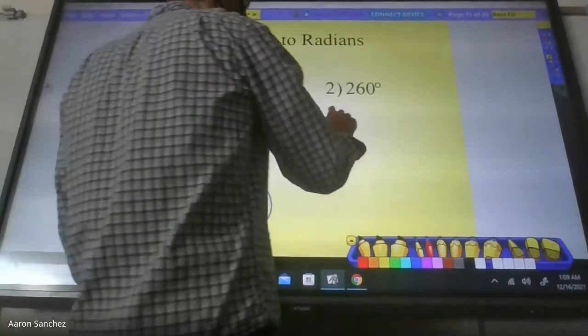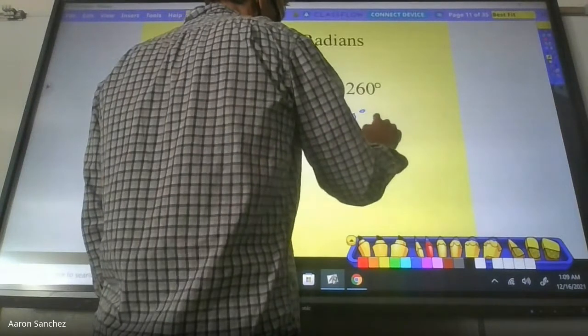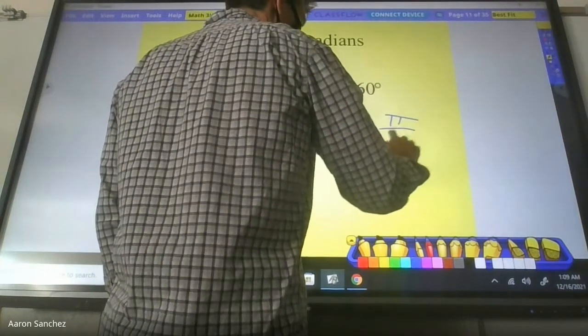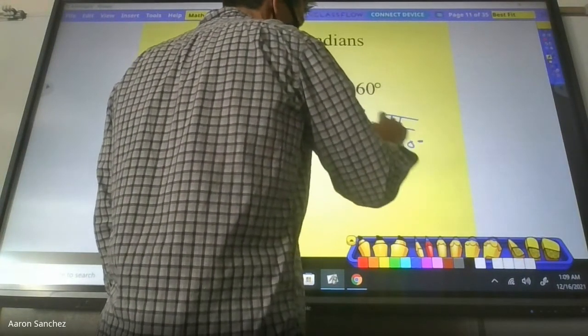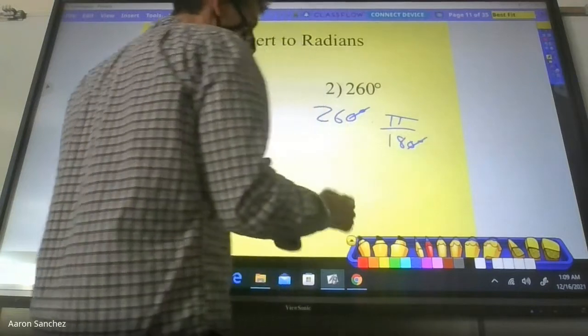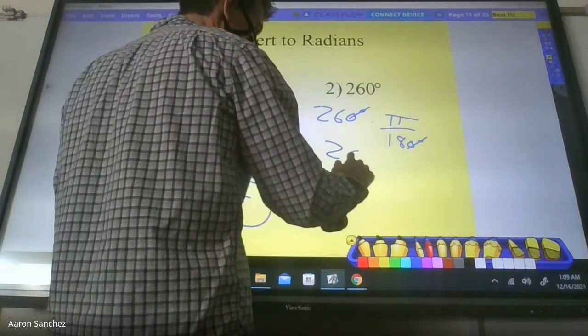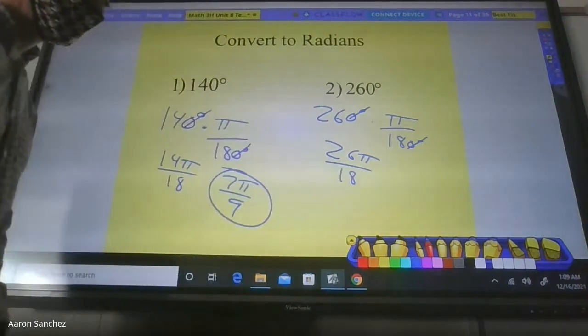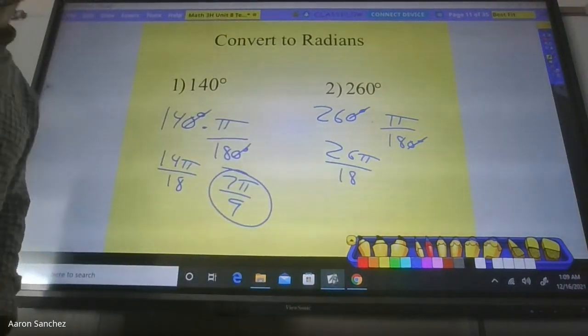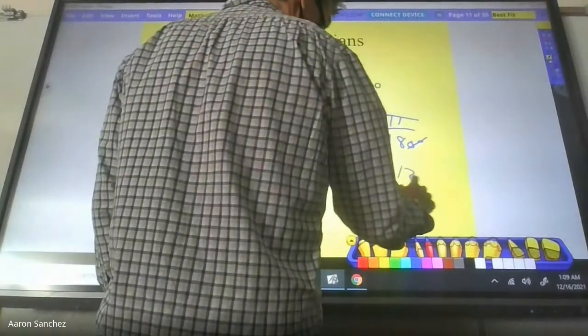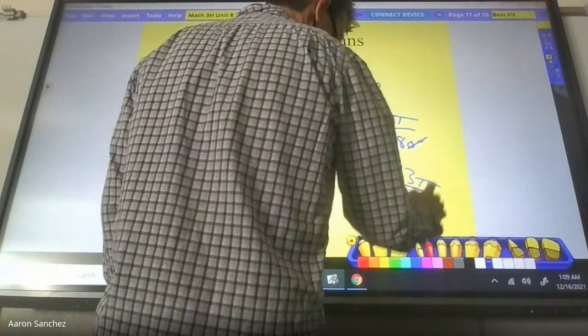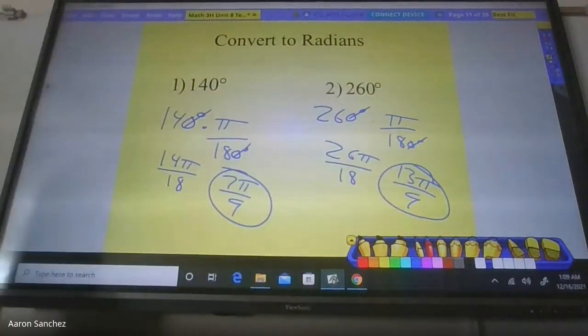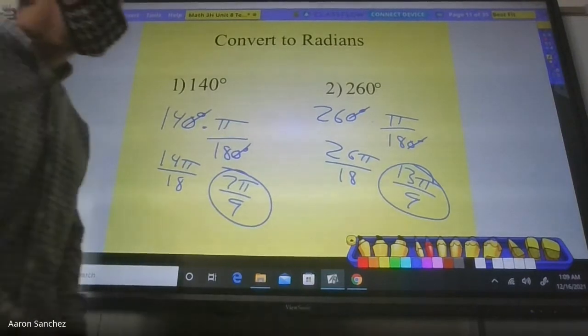260 times pi over 180. What do I eliminate? Zeros. 26 pi over 18. What are those both divisible by? 2. 13 pi over 9. Yeah. That's easy. How many got that? Wait, don't raise your hand yet so I can see. How many got 13 pi over 9? Yeah, okay, good. Let's move on.